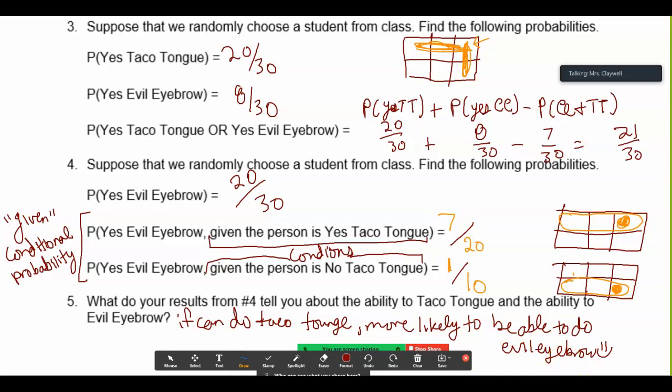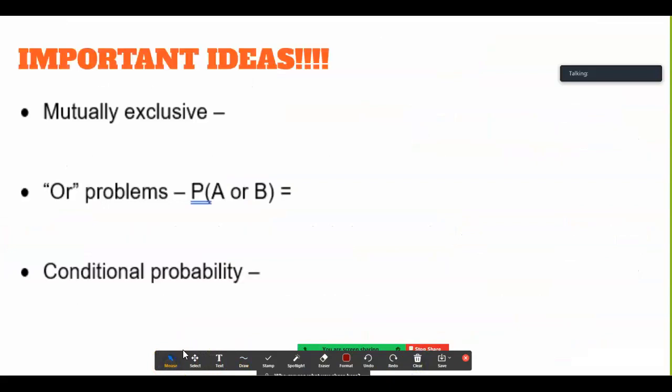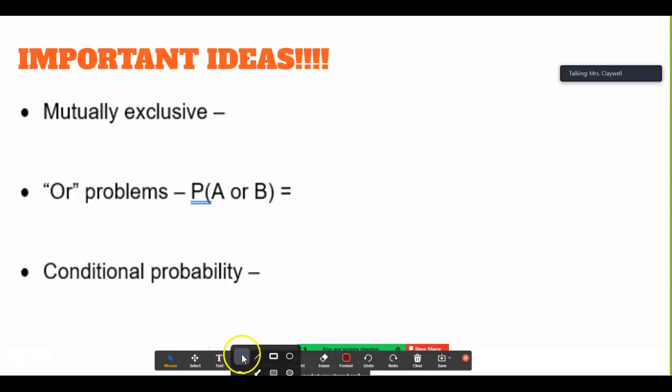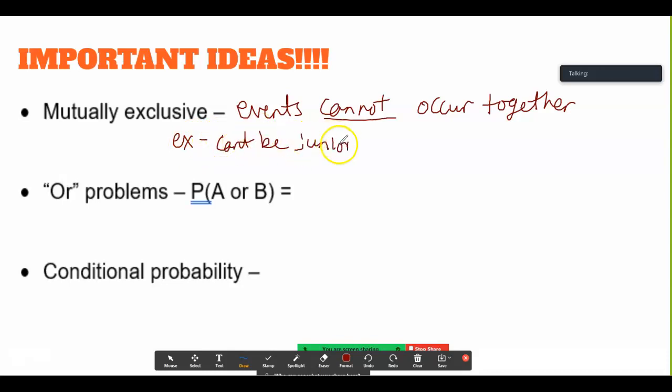Go ahead and flip to the back. So we kind of talked about some of these on the front page. Mutually exclusive means the events cannot occur together. An example is you cannot be a junior and a senior.